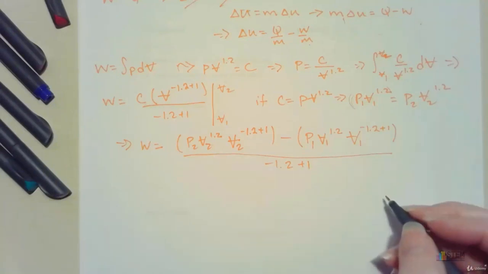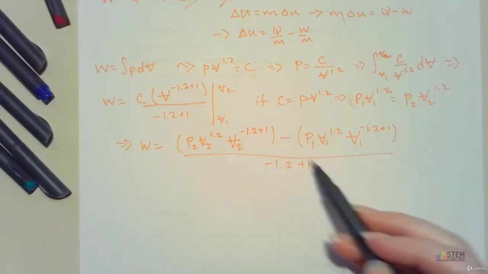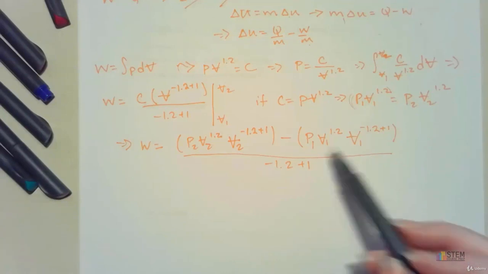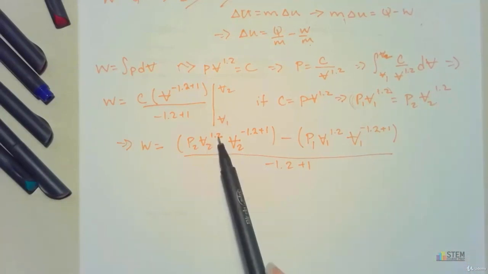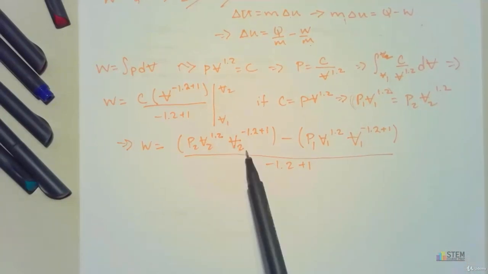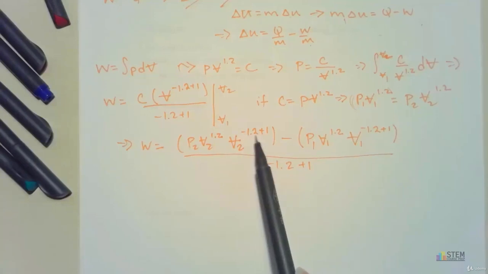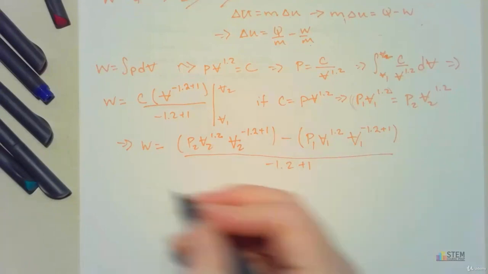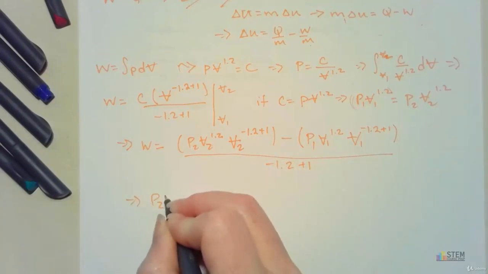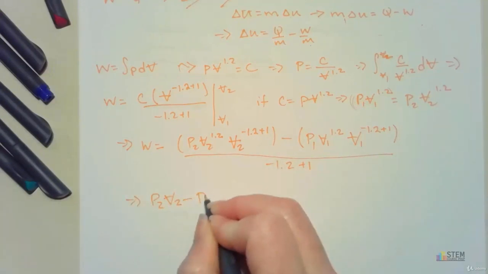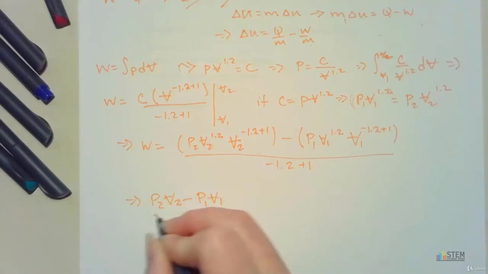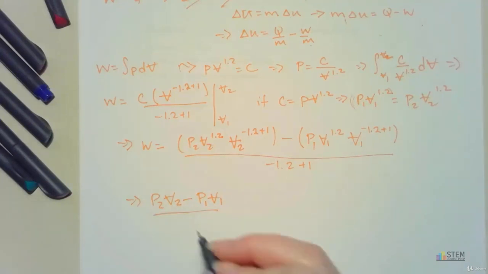So now if we go through and simplify all of this, what you're going to end up with, if you look, we've got V2 to the power of 1.2. We also have V2 to the negative 1.2. So those are going to go away. So that's going to leave us with P2 V2 minus P1 V1 over negative 0.2.